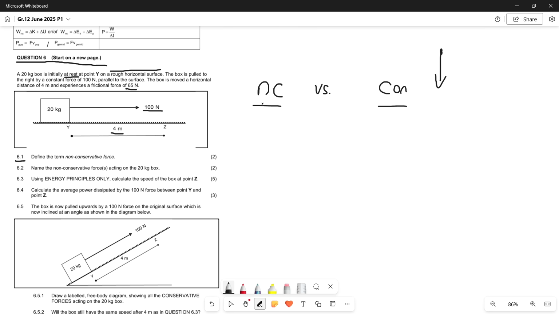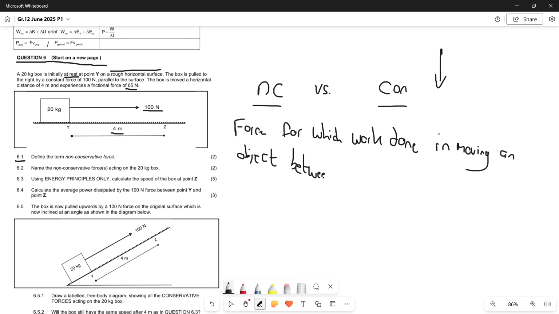But a non-conservative force, for example, is something like friction, because the more we move an object across a surface, the more friction is applied to the object. So if we just move this object a little bit to the right, only so much friction will occur. But if we move it a lot more to the right, more friction will occur. So a non-conservative force is a force for which work done in moving an object between 2 points depends on the path taken. Okay, so that just earned us 2 marks over there.